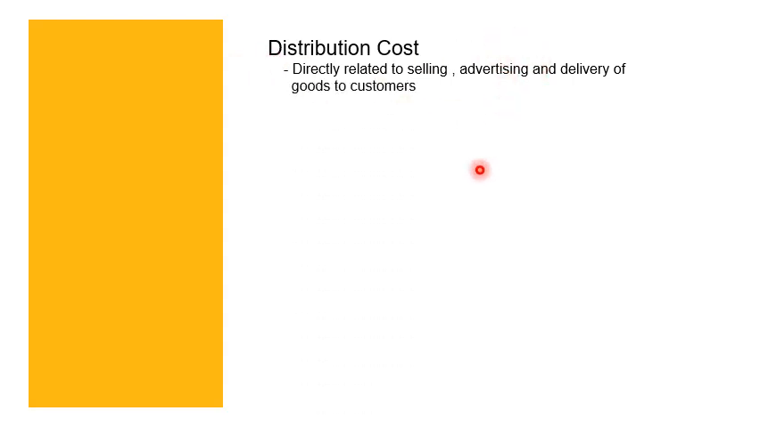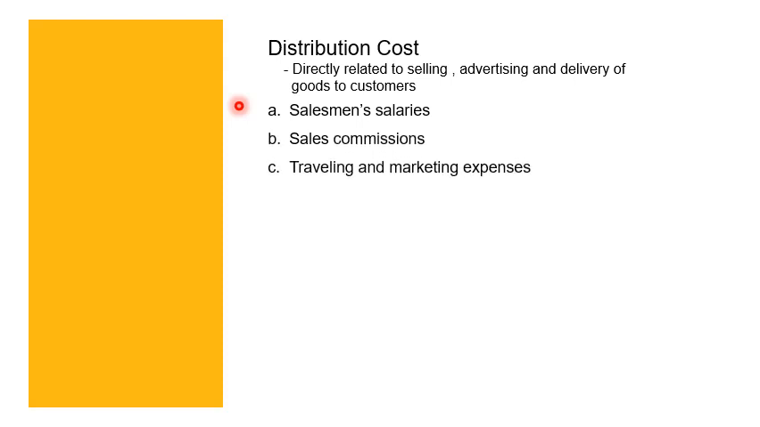Now, next, distribution cost or selling expenses. Ano ba yung mga distribution cost or selling expenses? Example, advertisement, advertising expense. So, kailangan yan para makabenta, salesman salaries. Diba? Hindi naman natin ito may incur kung hindi tayo nagda-distribute ng goods. Sales commission, traveling and marketing expenses. So, all the costs directly related to selling, advertising, and delivery of goods to customer.